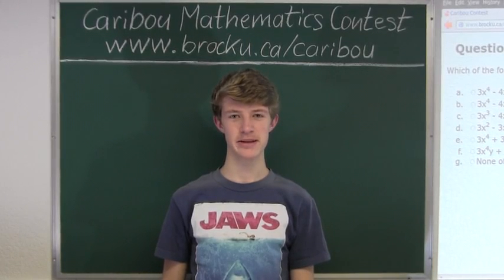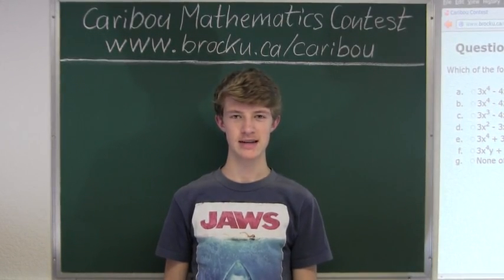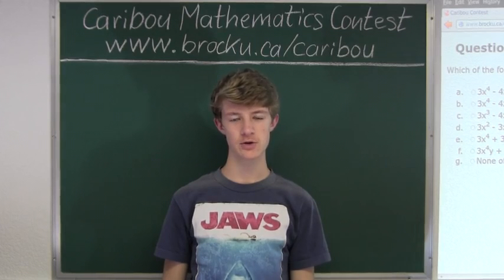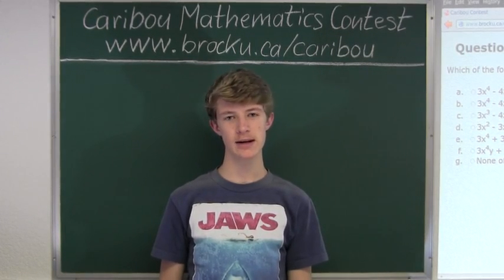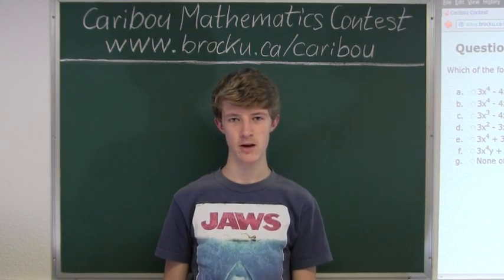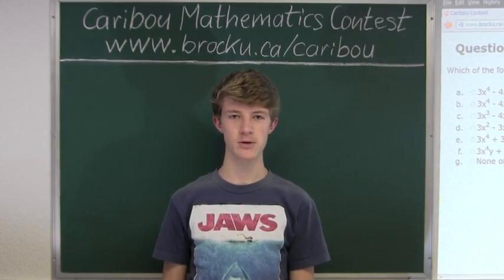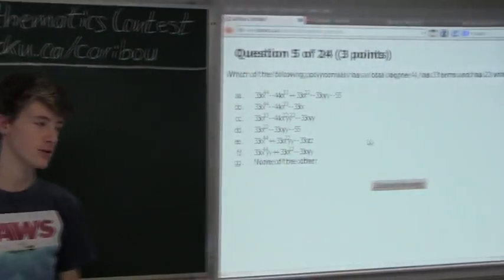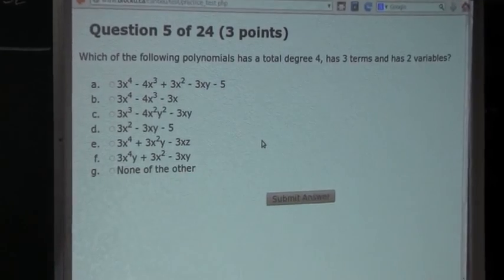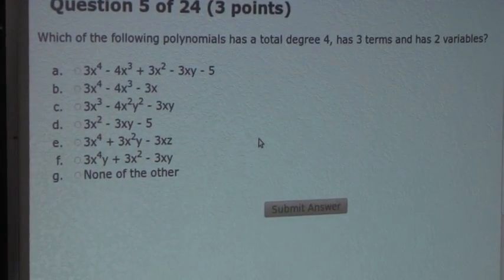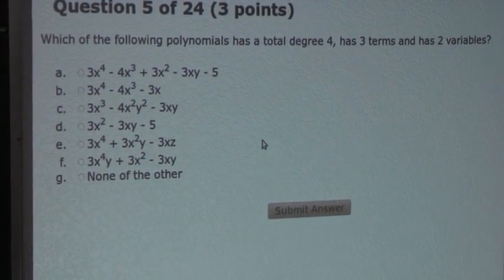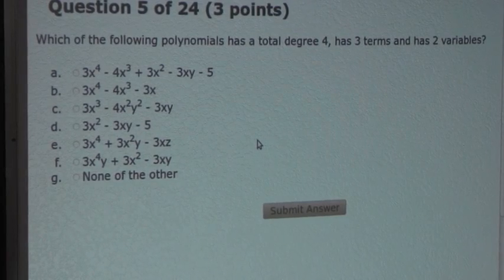Hi, this video is about the Caribou Mathematics Contest. I'm going to show the solution for the October 2013 Grade 9-10 Contest Question 5, which also came up in the Grade 11-12 Contest. So the question is, which of the following polynomials has a total degree 4, has 3 terms, and has 2 variables?